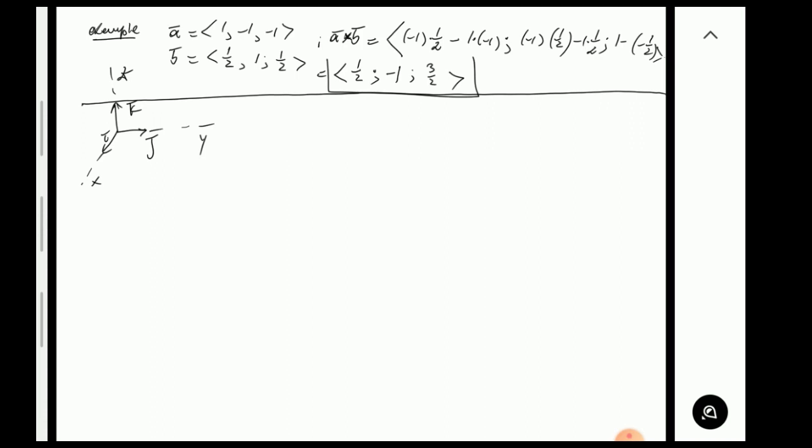Okay, so let's see. The questions I want to ask are the following. What is i cross j? What is i dot j? What is j cross k? What is j dot k? Here, when I say dot, it is the dot product, obviously. What is k cross i? What is k dot i?